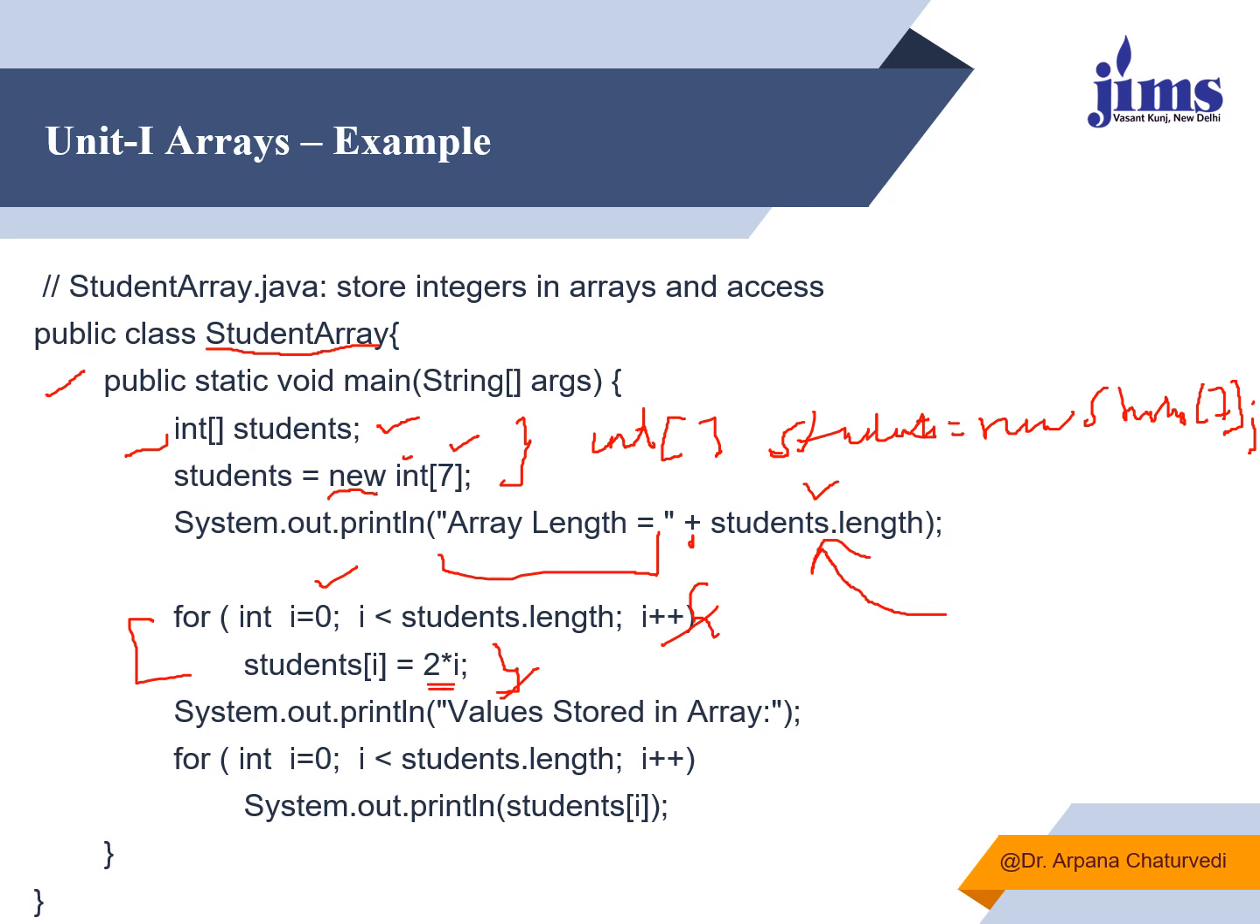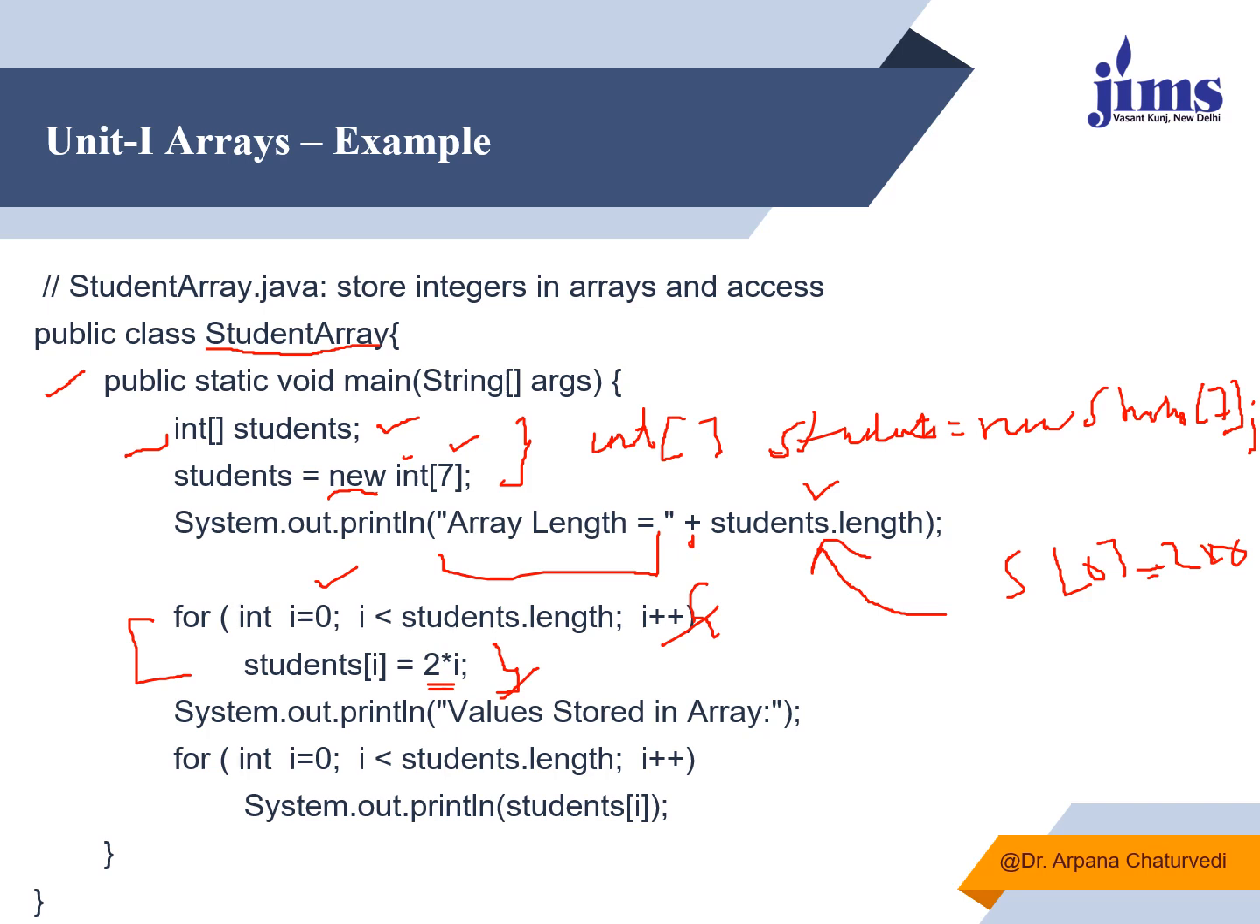So what it will do, it will first of all start from the 0th position, store 2 into 0, that is 0, and then when it increments the value of i, it becomes 1, 1 is less than 7, next time at 1 it will be storing 2 into 1, then 2 into 2, then 2 into 3 onwards till 2 into 6, that is 12.